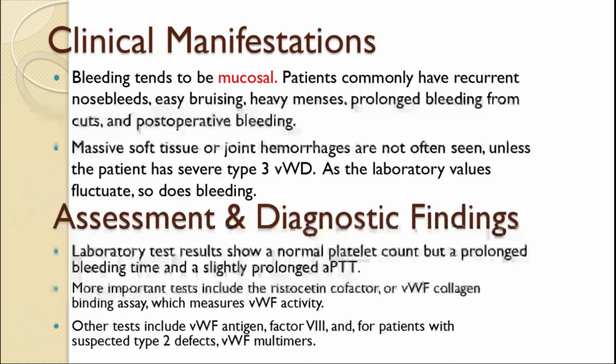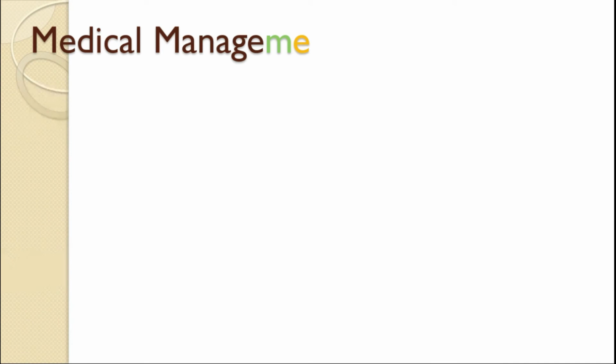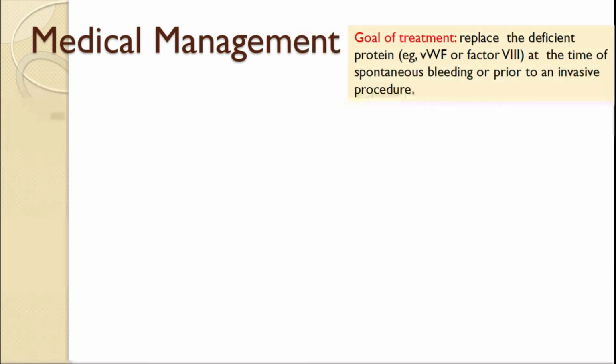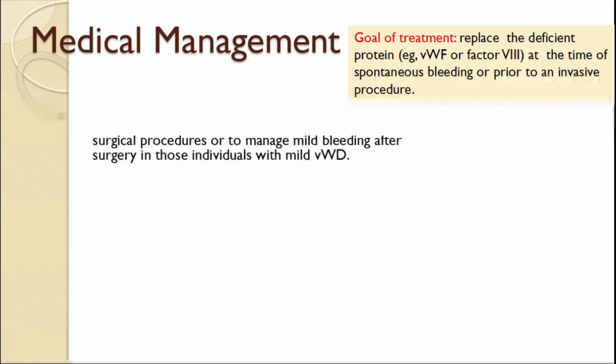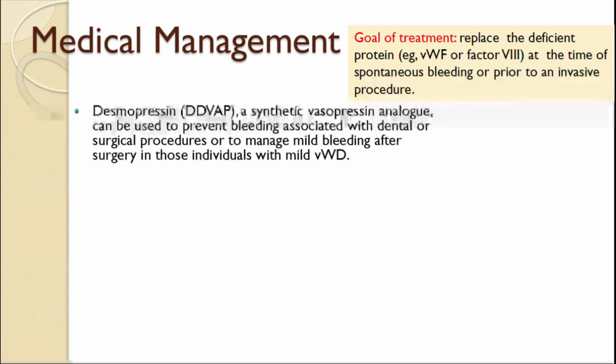Now for the medical management. The goal of treatment is to replace the deficient protein, for example, the VWF or factor VIII, at the time of spontaneous bleeding or prior to an invasive procedure. Now, desmopressin or DDAVP is a synthetic vasopressin analog, which can be used to prevent bleeding associated with dental or surgical procedures or to manage mild bleeding after surgery in those individuals with mild VWD.